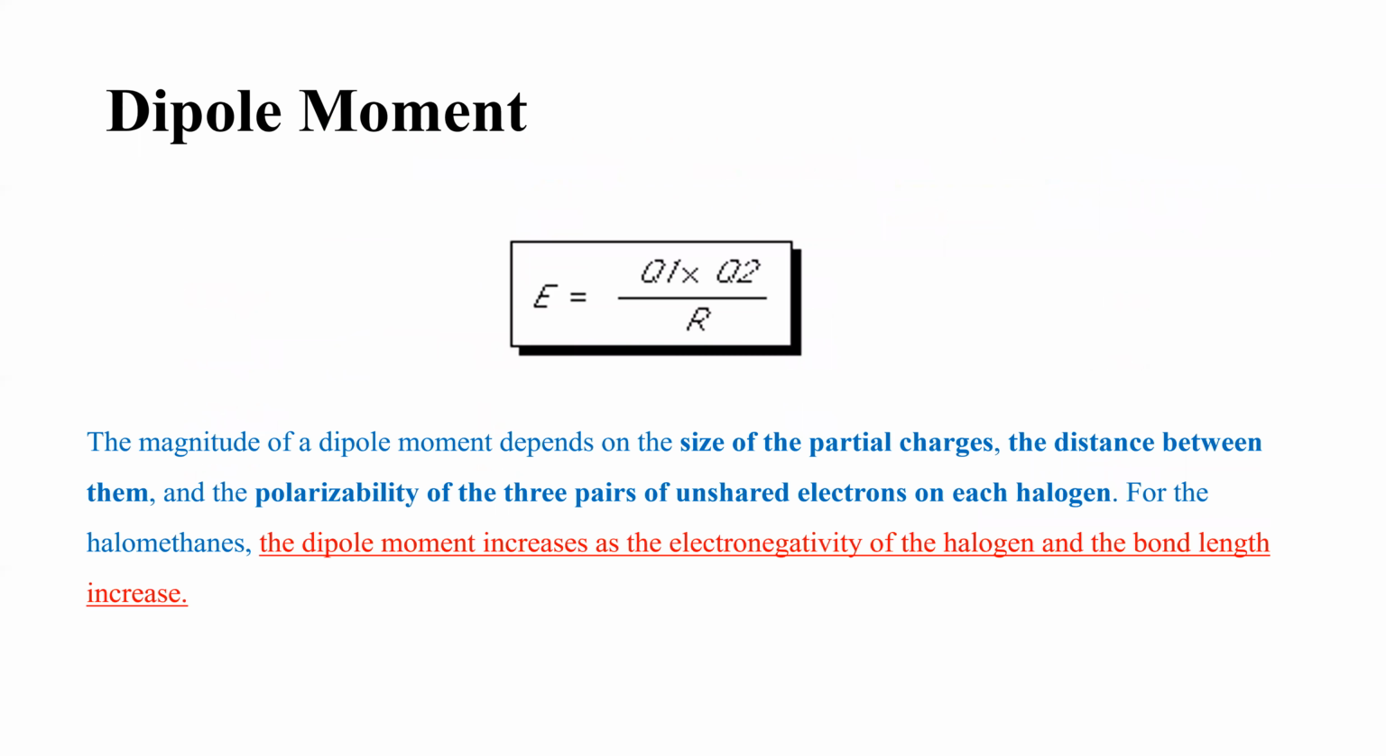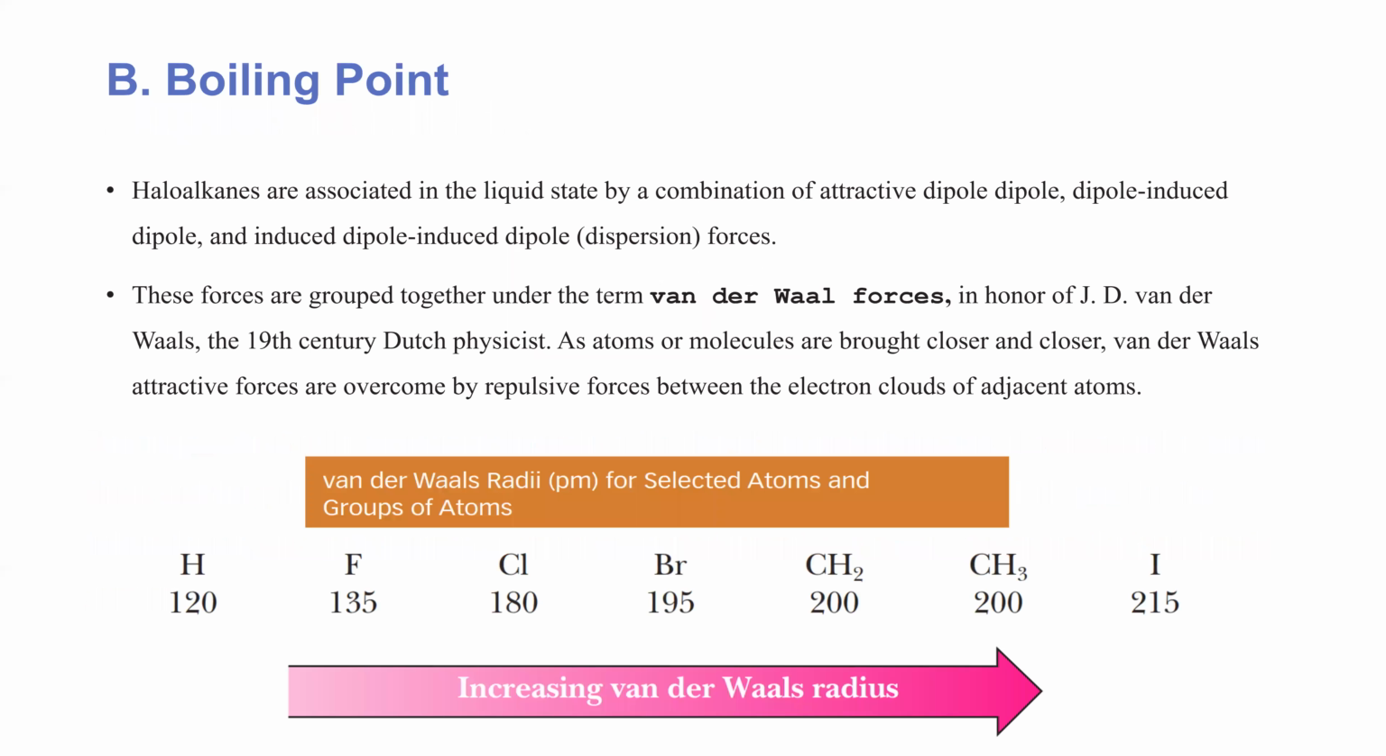Now going to the next one. So this is just to refresh what you know about the formula of how you can calculate the dipole moment. I have told you that this depends on the size of the partial charges, the distance between them, and the polarizability of the three pairs of unshared electrons on each halogen.